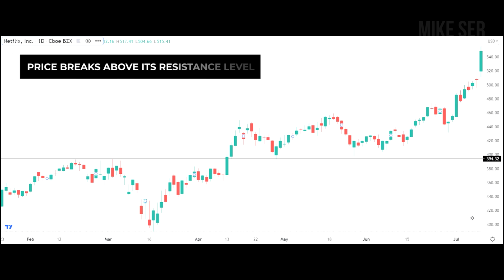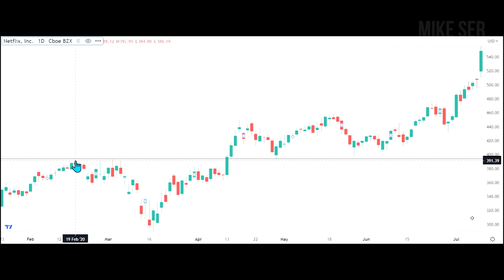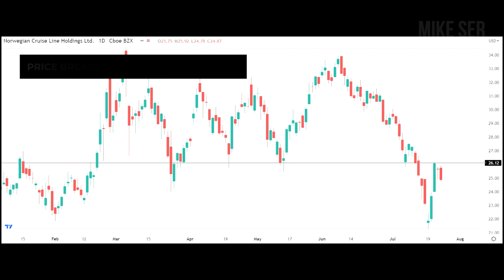However, once a stock breaks above its price resistance level, then the resistance level becomes the support. So here's a chart of Netflix. You can see here, this was a resistance level we drew across here at 394. Once it broke above, it comes back down, and then this level now serves as a support, right? It originally was a resistance level, came back, and served as a support level. And you can see that it tried again, went up, and then went back down, served as a support level before going higher.